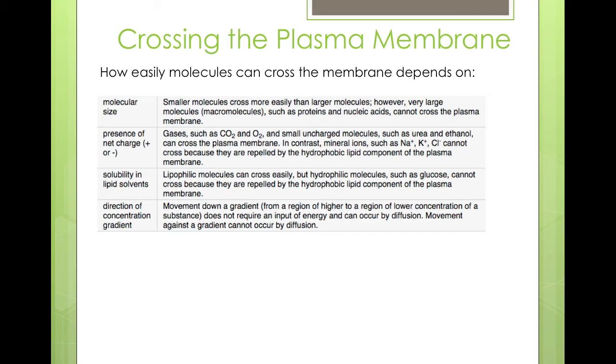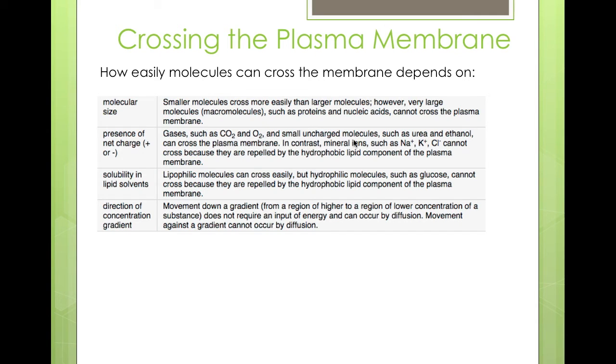If it is an uncharged molecule, it tends to cross a little bit easier. Or if it's a gas, for example, carbon dioxide and oxygen will cross the plasma membrane more readily. If they didn't, you would have a lot of trouble getting oxygen and carbon dioxide in and out of your lungs into your cells, because they need to cross the membrane in your lungs in order to do that, right? And so gases will cross a little bit easier.